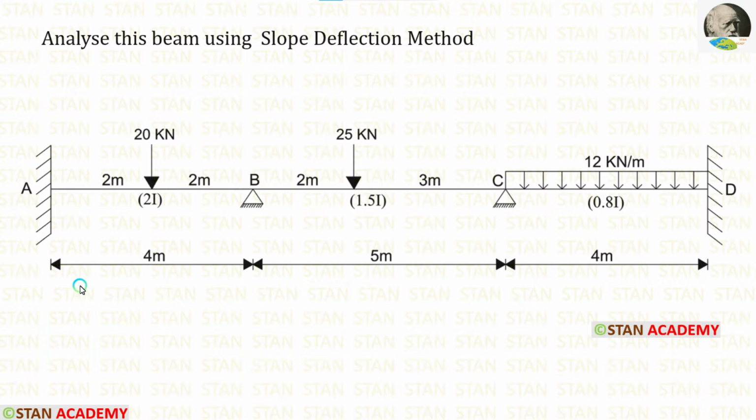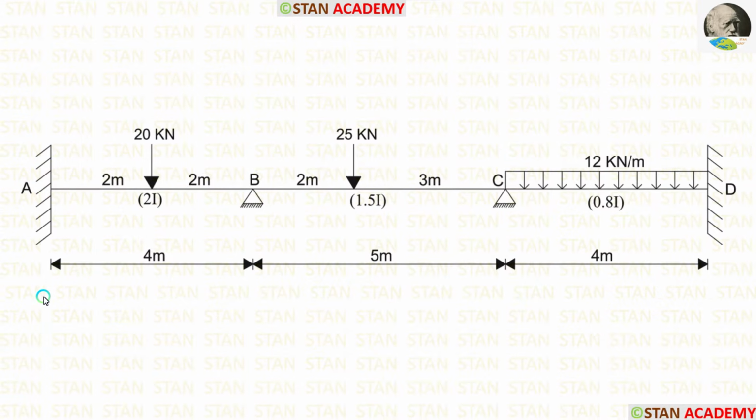Now let us see the beam. In this beam, there are three spans: span AB, span BC, and span CD. In the span AB, there is a point load 20 kN acting on the center. In the span BC, there is a point load 25 kN acting at 2 meter from the support B. In the span CD, we have a UDL 12 kN per meter acting for the full span.